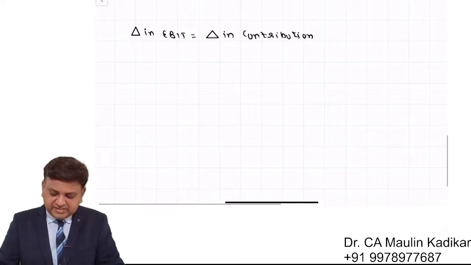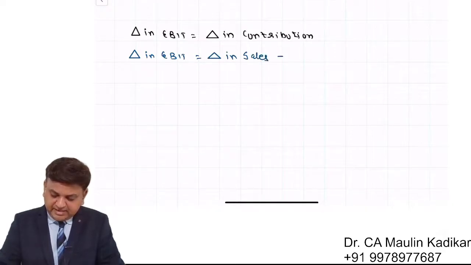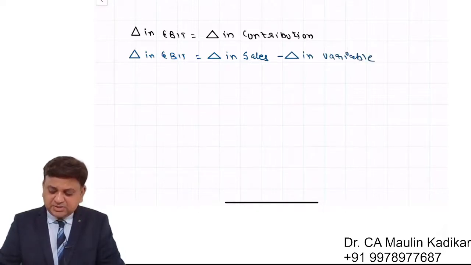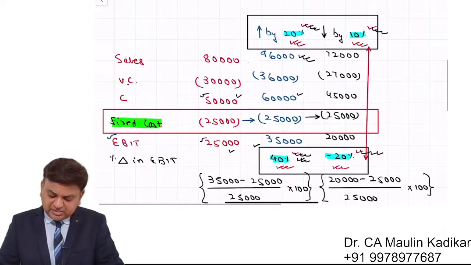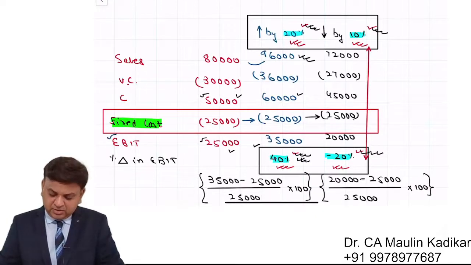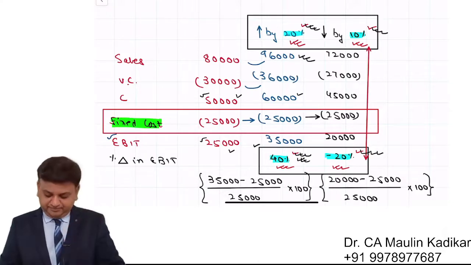Okay. Now we can say that change in EBIT is equal to change in sales minus change in variable cost. Because what is the change in contribution? Change in contribution is equal to change in sales, that is 16,000, minus the change in variable cost 6,000. So 16 minus 6, it comes to 10. Okay.